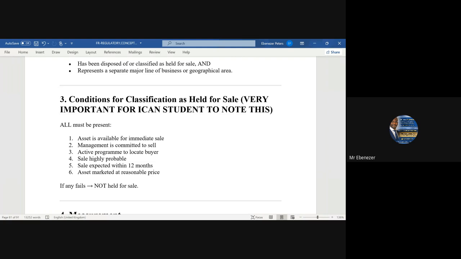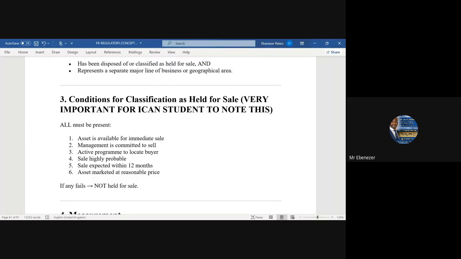Conditions for classification as held for sale. For you to classify any asset, whether standalone or disposal group asset, all of these 6 criteria must be fully met. They must be fully met. And I wrote something, I say, very important for ICAN students to note this. This is where, if they are going to ask a question on IFRS 5, this one must come before you do calculation. This one must come.